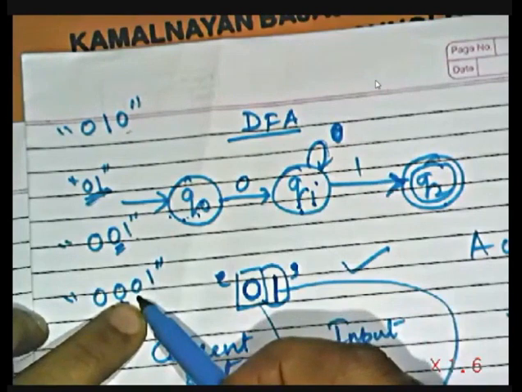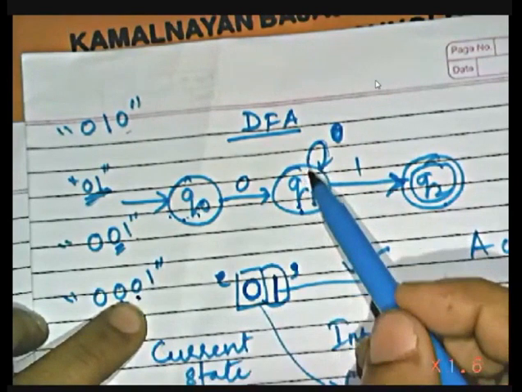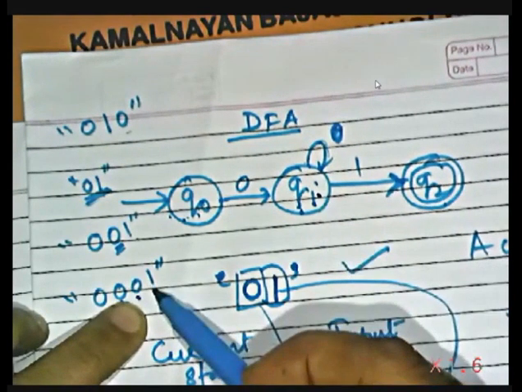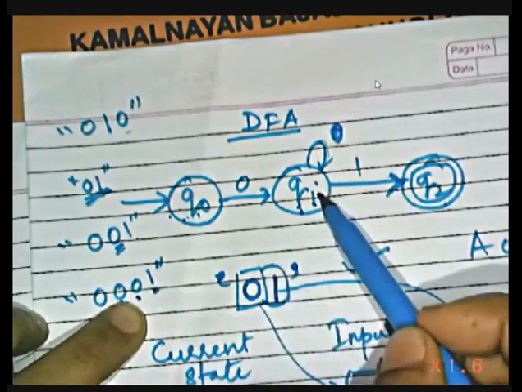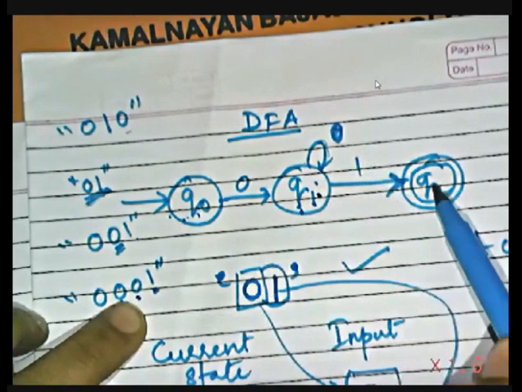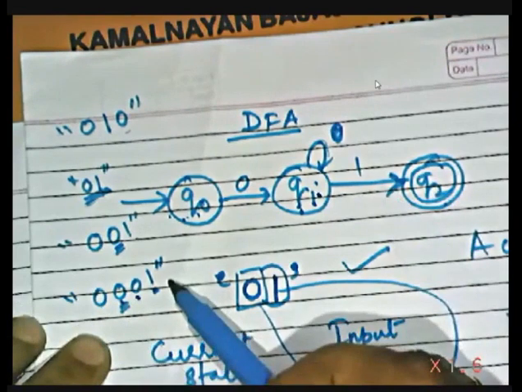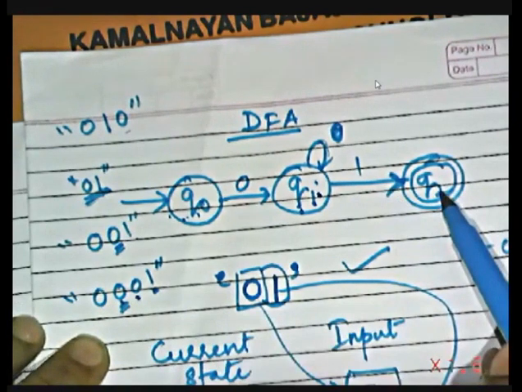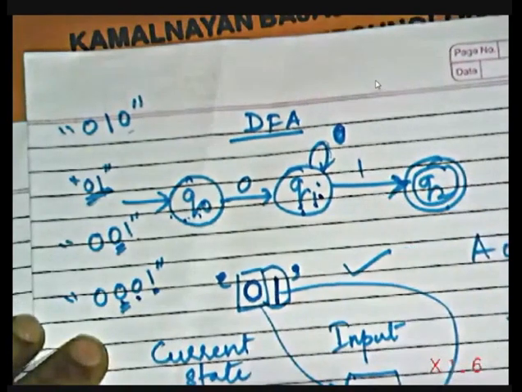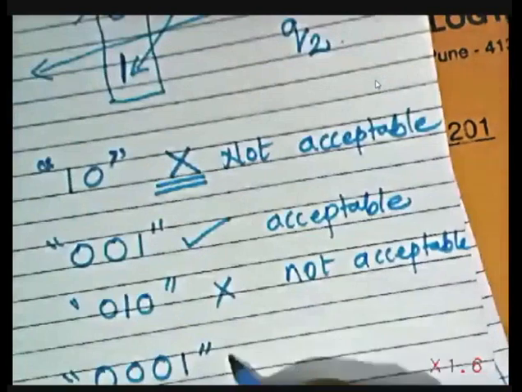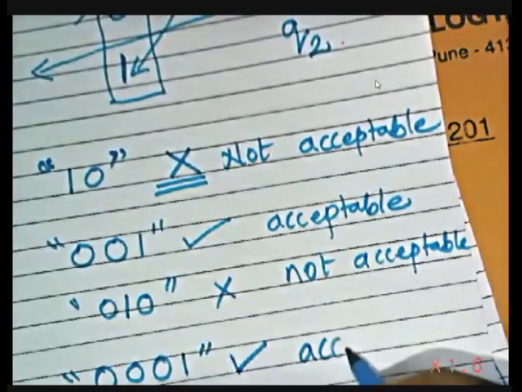Third 0. So again after reading 0 at Q1, it will come back to Q1, right? Then when it is reading 1, it will move to Q2, right? So my total string is also read and I have also reached the final state. So finally the conclusion is this is acceptable. Okay. So the final answer is this is acceptable.